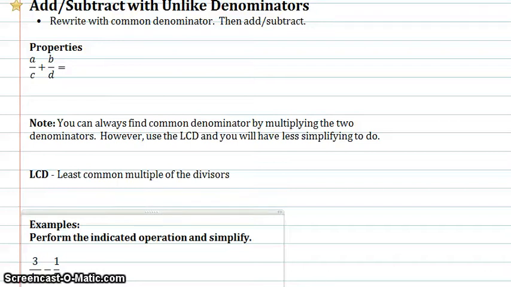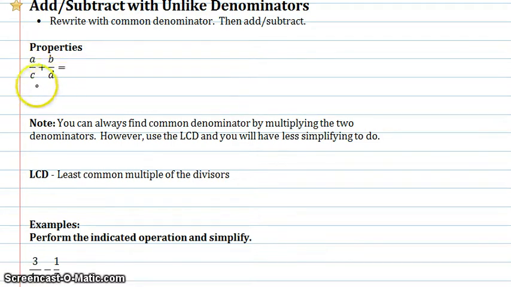Okay, so now we're going to learn about adding and subtracting rational expressions with unlike denominators. So the key here is we want to rewrite it with a common denominator so that then we can add and subtract. Okay, the simplest case is if we had four numbers like a over c plus b over d.